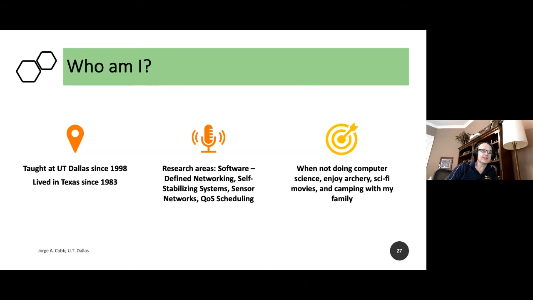I do research in several areas. I like to do work on software-defined networking, which is revolutionizing networks and making networks flexible and more powerful rather than the monolithic structures we used to have before. I do work on self-stabilizing systems, sensor networks, quality of service, scheduling, you name it, as long as it's an interesting problem and it's a challenging problem to my mind and to my students, I like to work on that. And the department has a great variety of research areas, which is one of the strengths of the department.